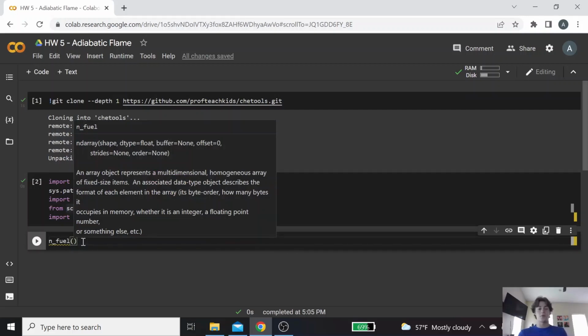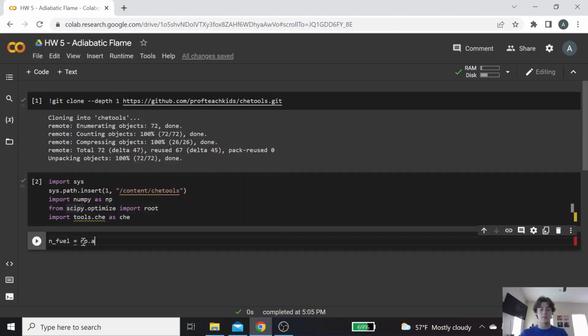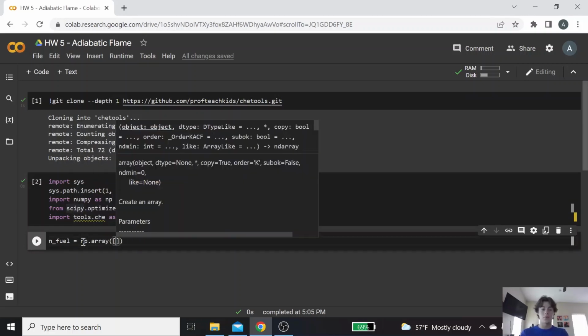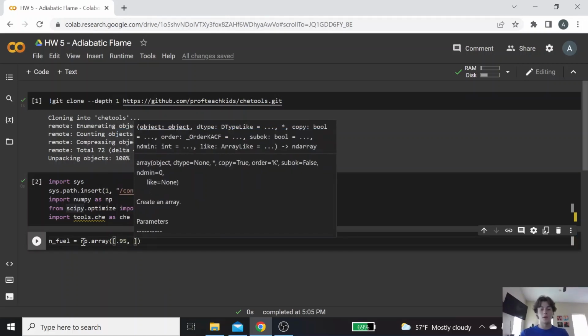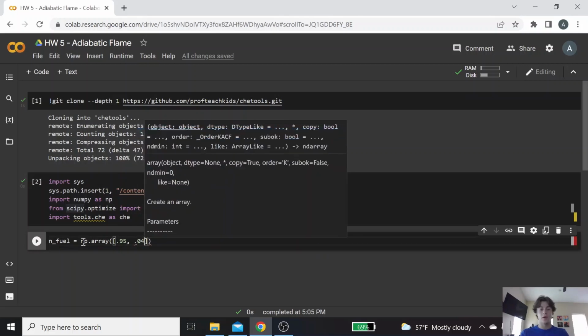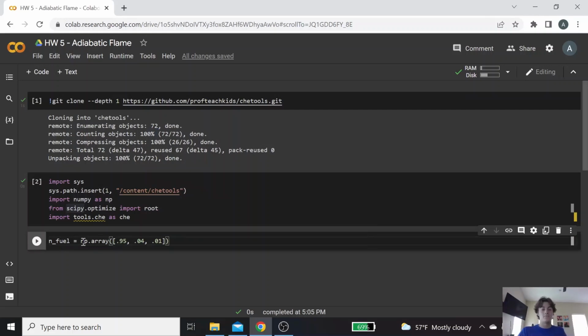So we are going to make a NumPy array, which will represent the moles of methane, which is 0.95, our moles of ethane, which is 0.04, and the moles of propane, which, as you can see, I'm just using the percent of our fuel composition. So this represents the moles of methane, ethane, and propane in our fuel mixture.